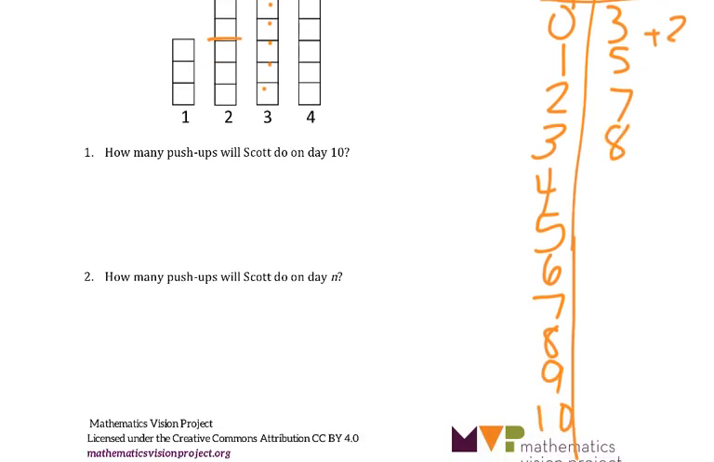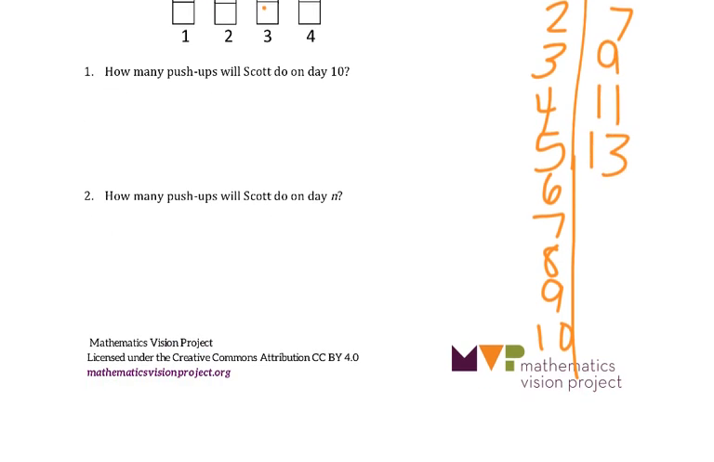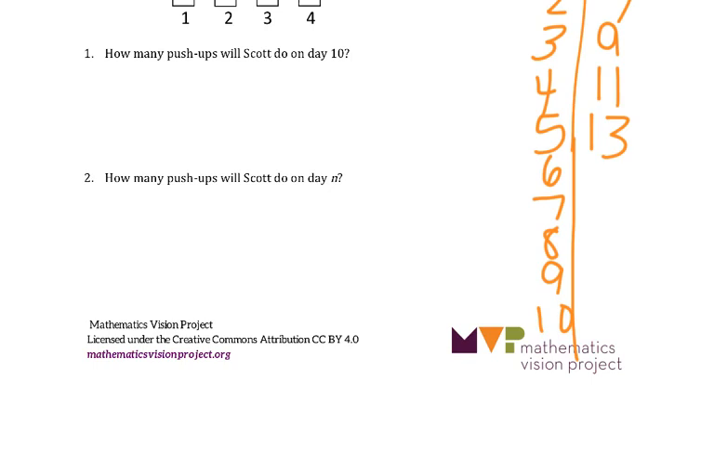So we go 9, then 11, then 13. So we're using that previous number and then the growth to get the next. So 15, 17, 19, 21, and 23. So he does 23 push-ups on day 10. Okay, so now how many will he do on day n?